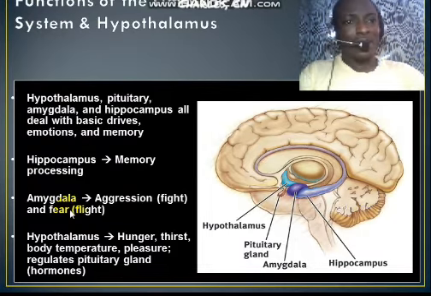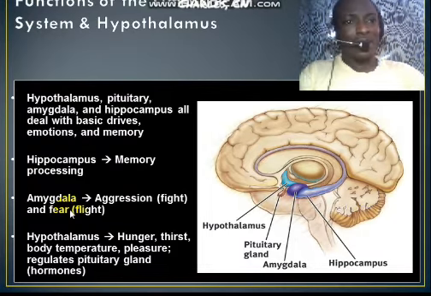Flight simply means you are scared. You see something, you get scared, and you run away. And then fight simply means you see that thing, you just stand there and fight that particular thing rather than running away. Alright? It is controlled by the amygdala, the limbic system.